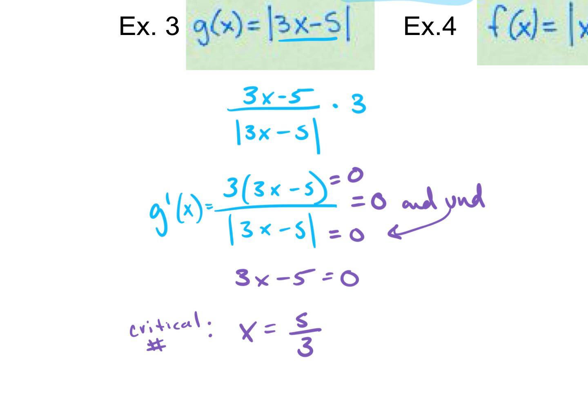We would do the same thing with the top, set it equal to 0, and find our critical number there. It ends up being the same thing here. It's not always going to be the same thing, though. We'll find that it's different in example 4.